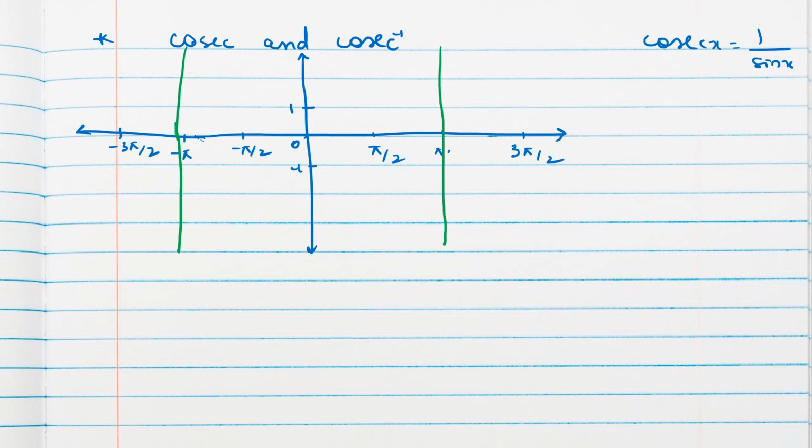Now for sine pi by 2, it will be 1, and 1 by 1 will be 1. For 0, it is undefined. For pi, it is undefined. Like this, for 3 pi by 2, it will be minus 1, and for minus pi by 2 also, it will be minus 1. So like this, the cosec graph will come.